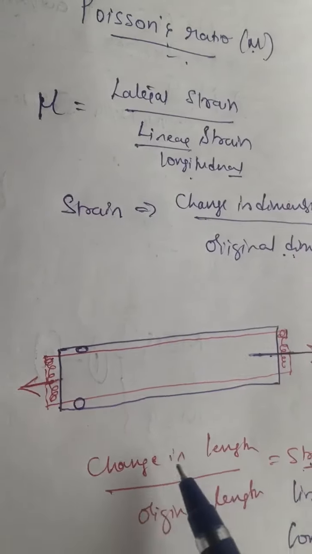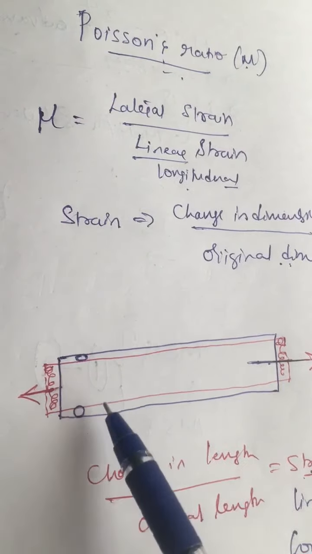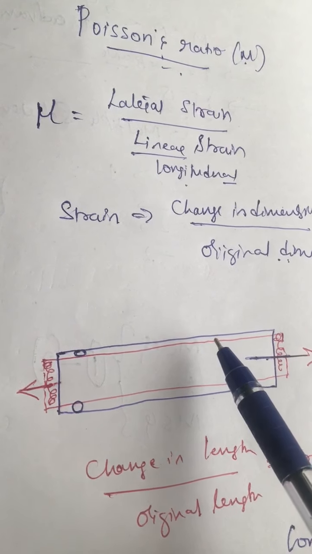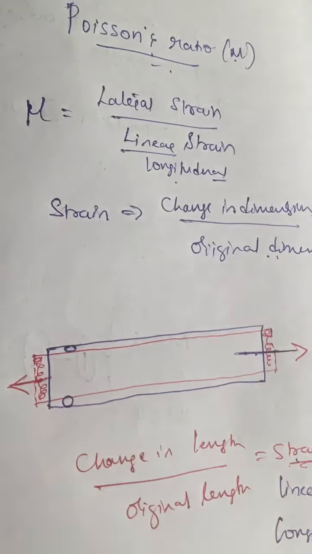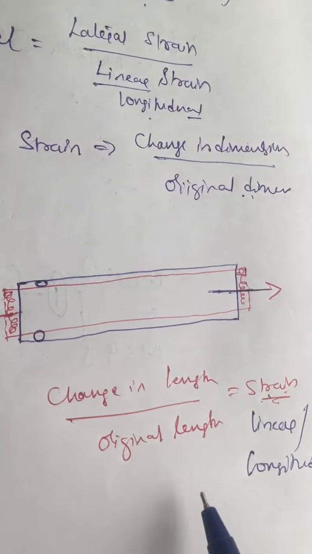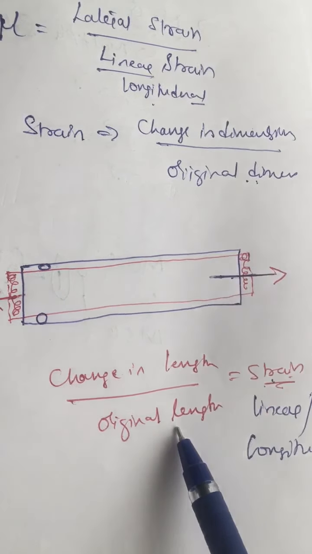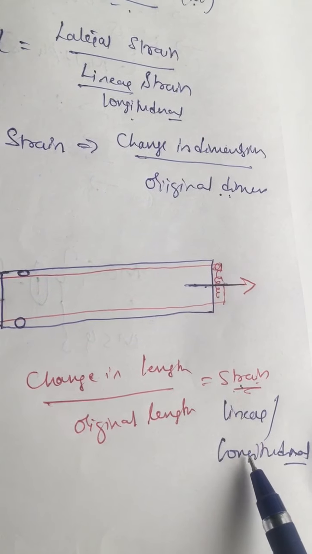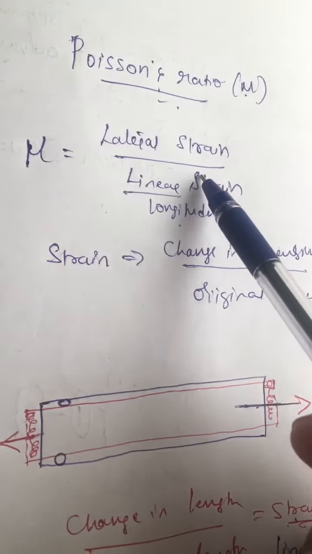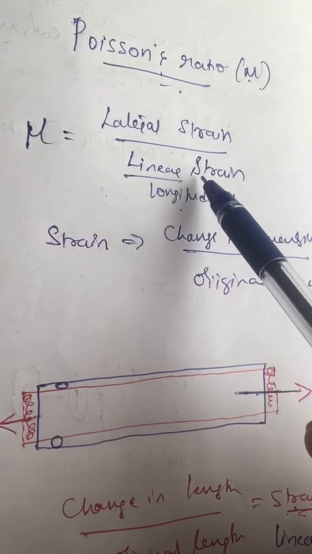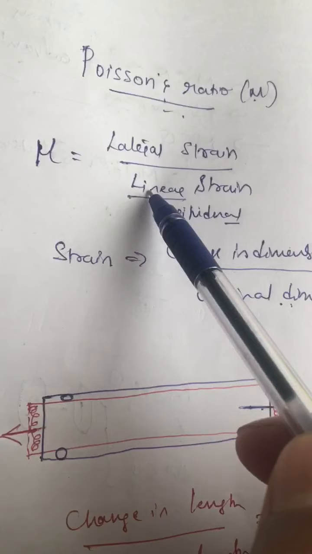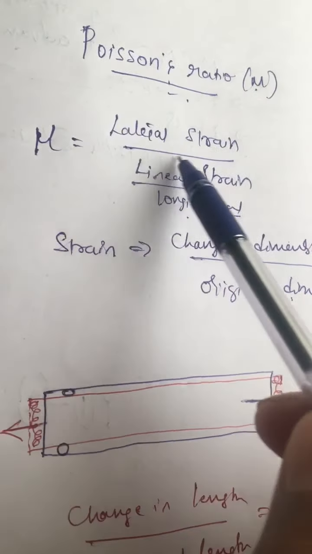So for example, if it is mild steel, I know the value of mu, the Poisson ratio. At the same time, by calculating the value of change in length and the value of original length, I calculated strain, more specifically longitudinal strain. That means I know the value of linear strain or longitudinal strain, and the value of mu. So if I know both things, I can calculate the value of lateral strain.